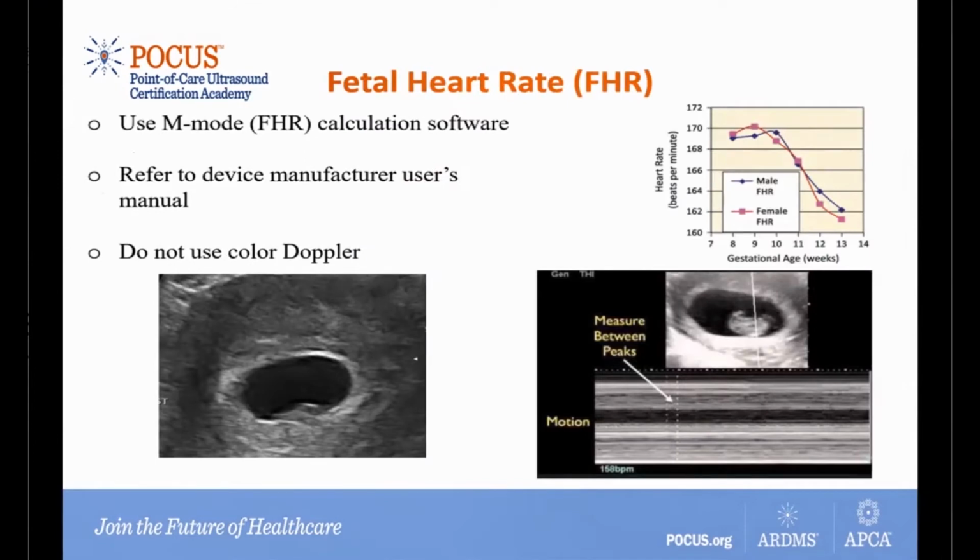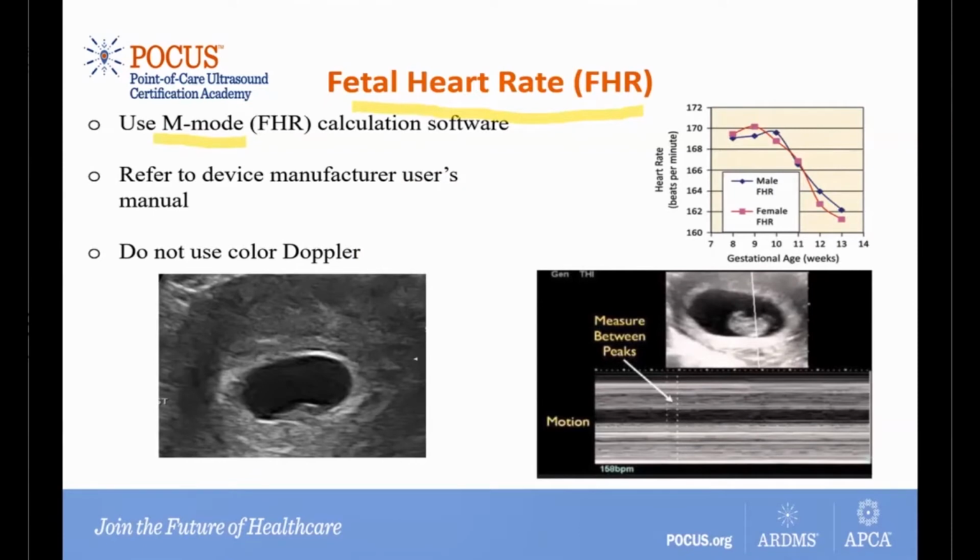We tend to use M mode while scanning the embryo to determine the fetal heart rate, FHR. There are calculation packages available on the ultrasound device, and all you have to do is get an M mode tracing through the cardiac activity region, run the cursor right through.